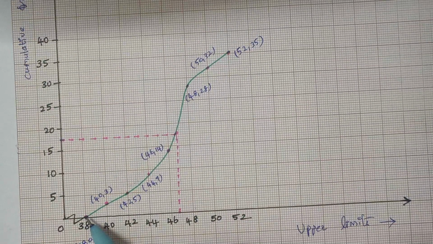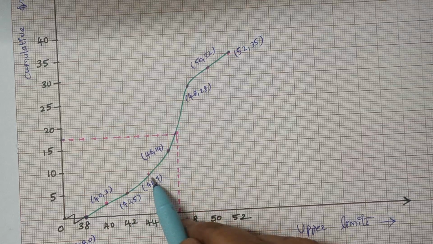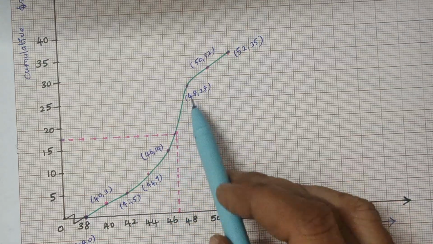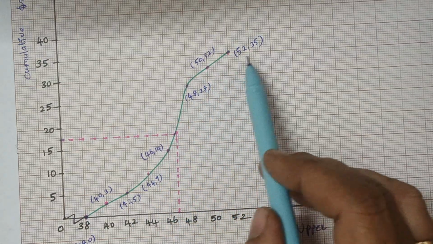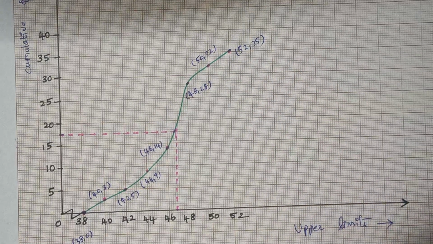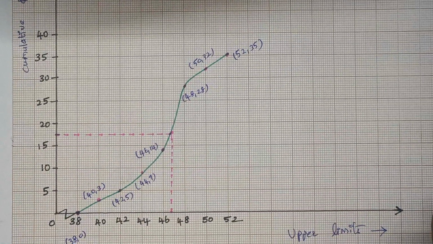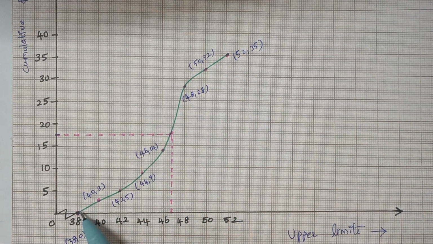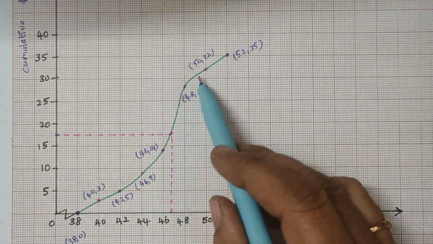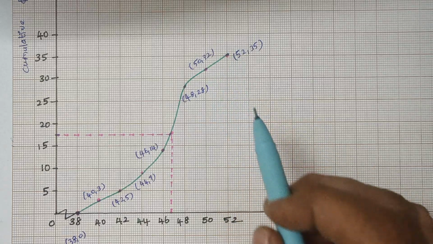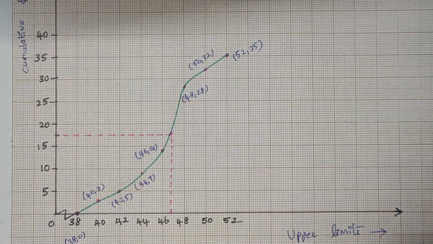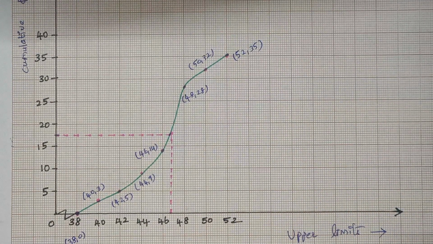Here the first point is 38, 0, and 40, 3, 42, 5, 44, 9, 46, 14, 48, 28, 50, 32 and 52, 35. So in this graph sheet we have marked all the points. After plotting all these points, we have to join them freehand. Once it is done, we are finally done with our ogive.